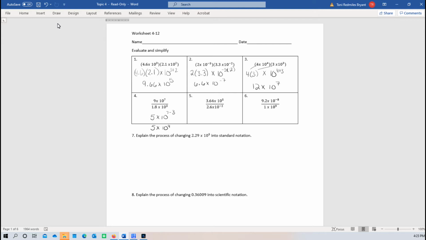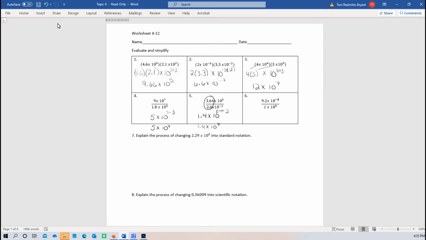All right, again, we have to take our 3.64 and divide it by our 2.6 to find that this part of the problem divides out to 1.4. Now remember, we subtract the exponents when we're dividing, so 5 minus a -2. When we have two negatives beside each other, that turns to positive. So actually this one ends up that we have to add and get an exponent of 7.